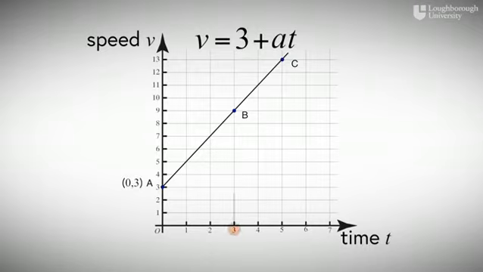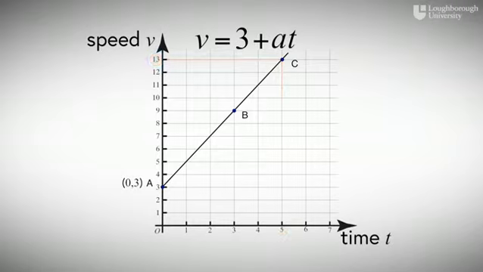After 3 seconds have elapsed, the speed has increased to 9 meters per second. We can see this by inspecting point B on the graph. After 5 seconds, the speed is 13 meters per second, and we can see this by inspecting point C. The speed is increasing because the car is accelerating.